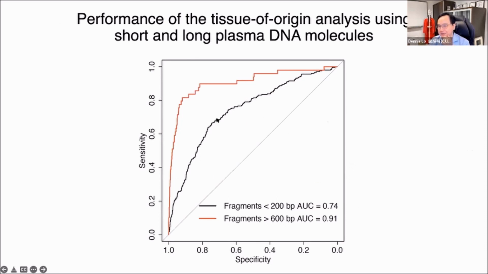And also the performance is very good because by using this approach, I can have long plasma DNA. The longer it is, the more CpG sites it has. And you can see here, for example, the red line is fragments bigger than 600 base pairs, and the black line is short fragments. You can see that by having longer fragments, I have a better performance in this ROC curve. So the 0.91 is bigger than 0.74.